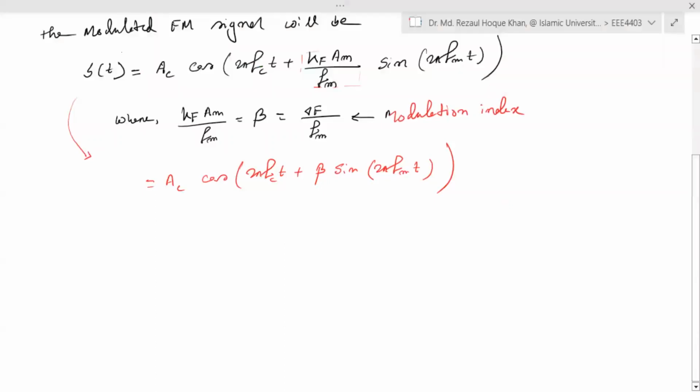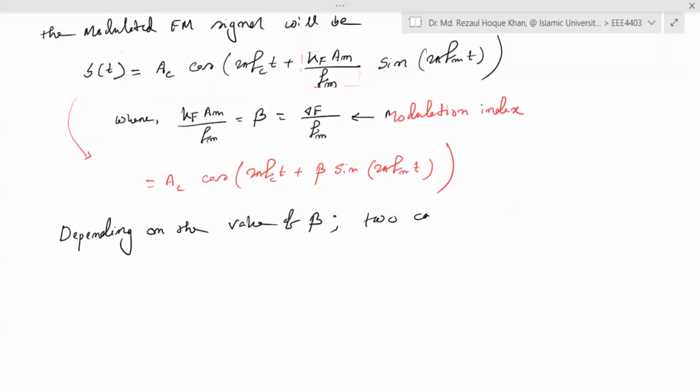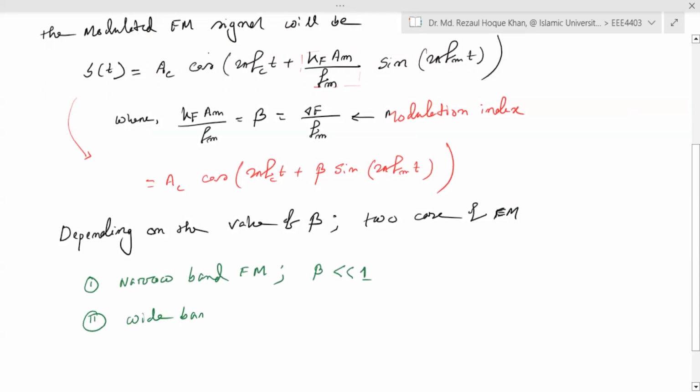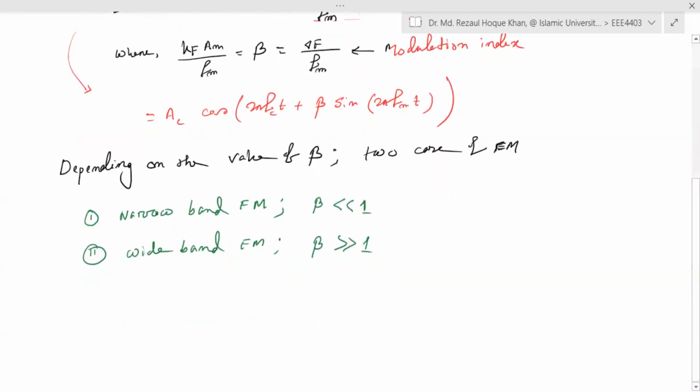Now, depending on the value of beta, or modulation index, two cases of frequency modulated signal can occur. One is the narrow band frequency modulated signal, i.e. beta will be much lower than 1. Or the wide band frequency modulated signal, where the value of beta will be much much higher. We will discuss the first case now, narrow band frequency modulated signal.